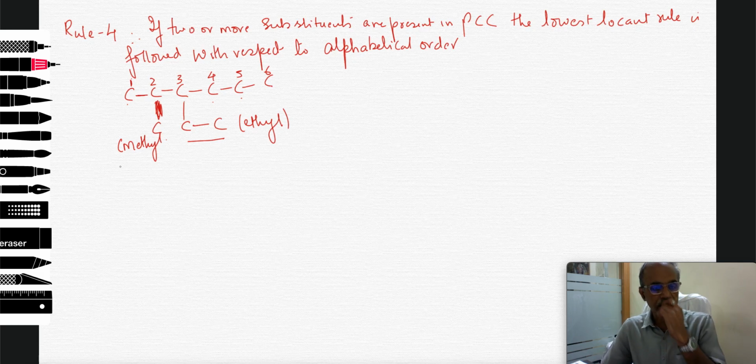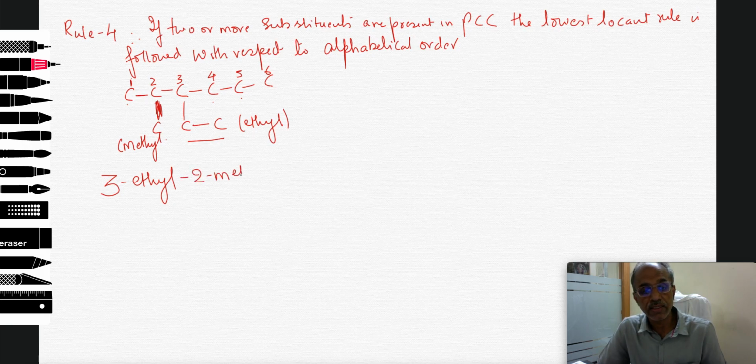But while naming, even though at second position it is methyl and third position is ethyl, it has to be written as 3-ethyl-2-methylhexane. 3 ethyl because alphabetically E comes first and M comes afterwards. So 3 ethyl. Numbering we can give from here, but while writing the IUPAC name, we have to write 3 ethyl.